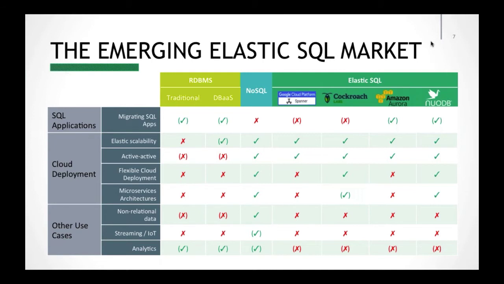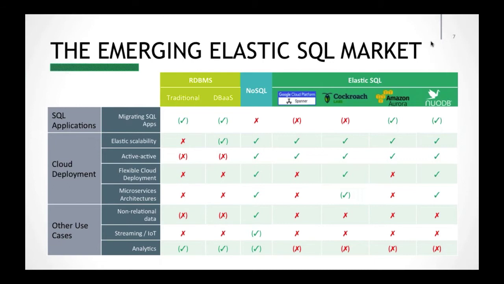traditional databases, which also includes databases as a service. You have your NoSQL vendors, and then you've got the various elastic SQL vendors. And then the rows are split out into sort of SQL capabilities, cloud requirements, and other use cases. So top of mind for a lot of customers is, can I take my existing SQL application and migrate it to one of these vendors?